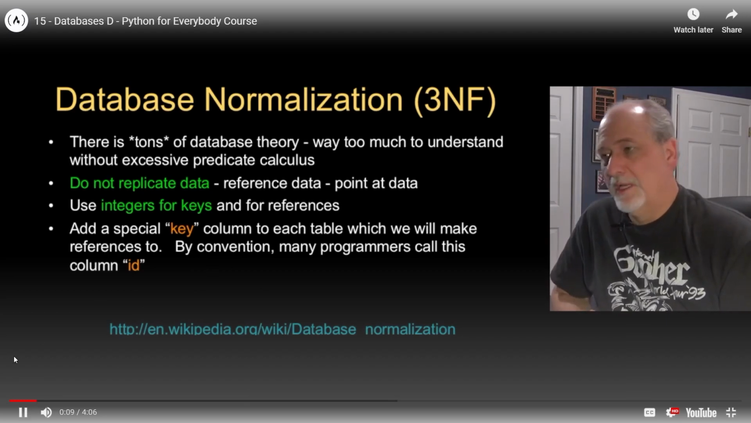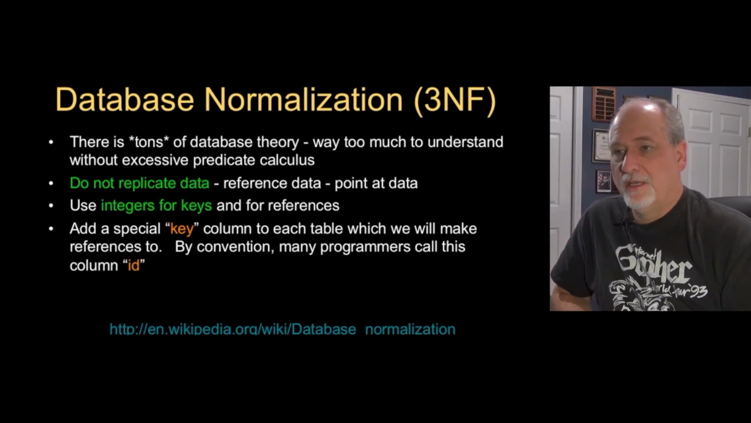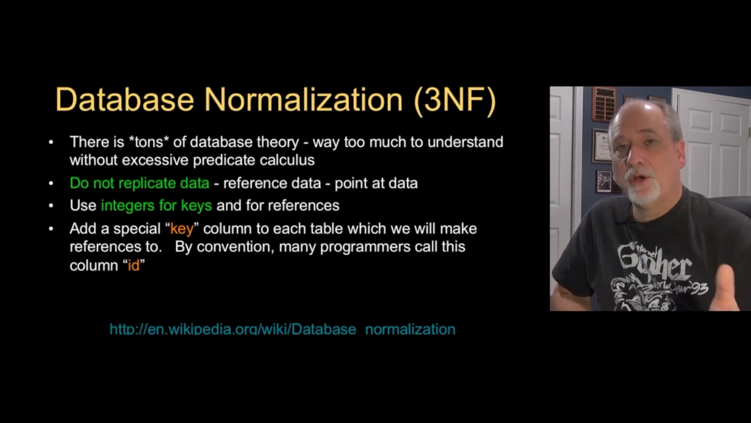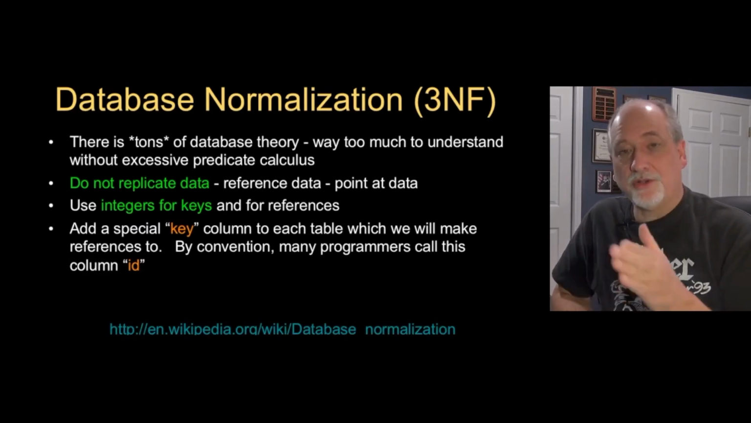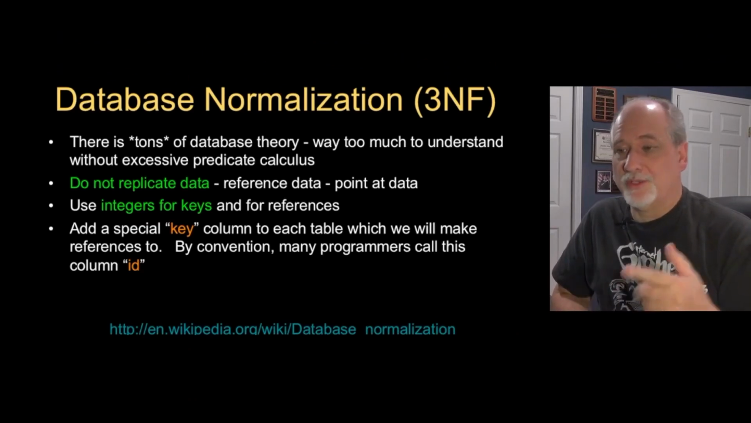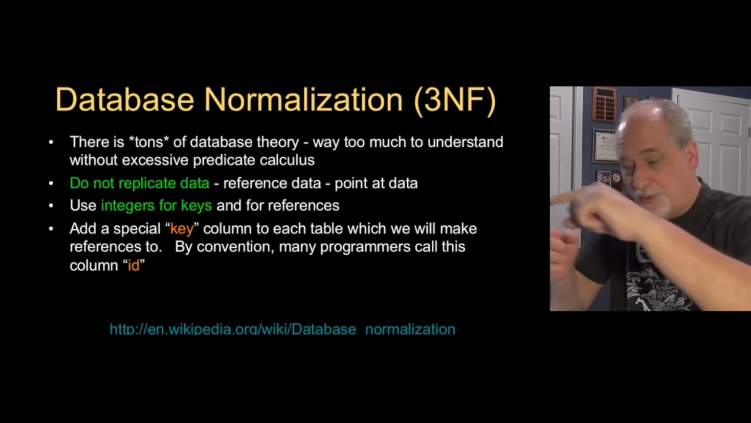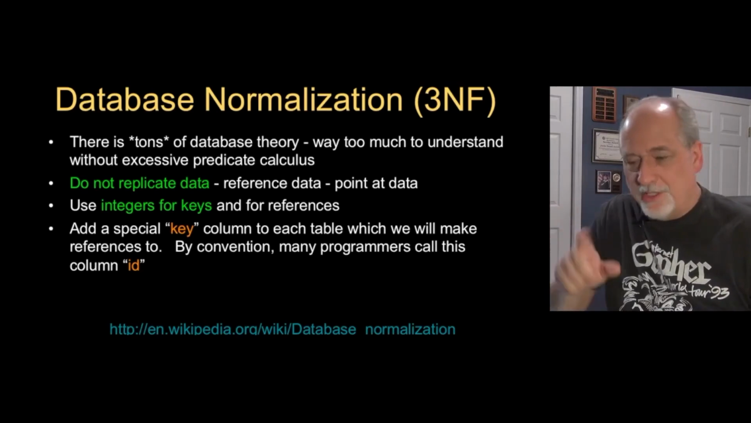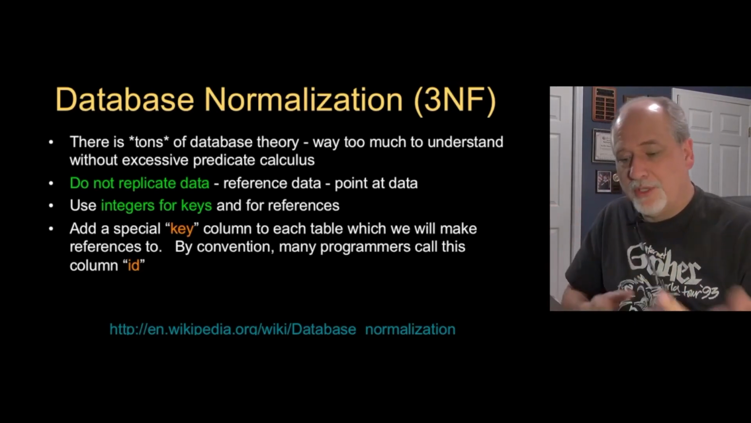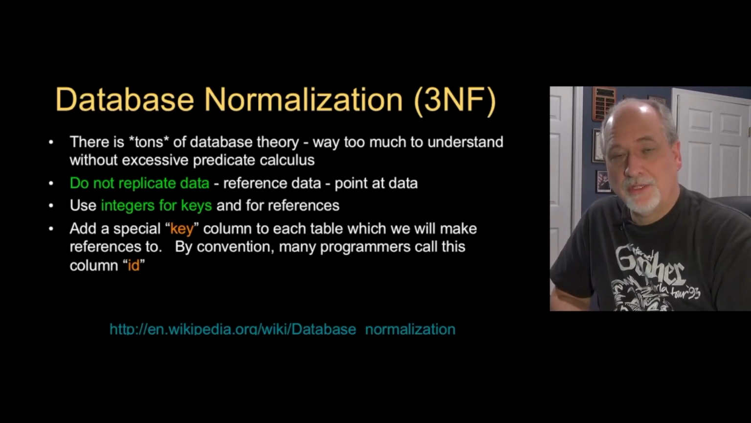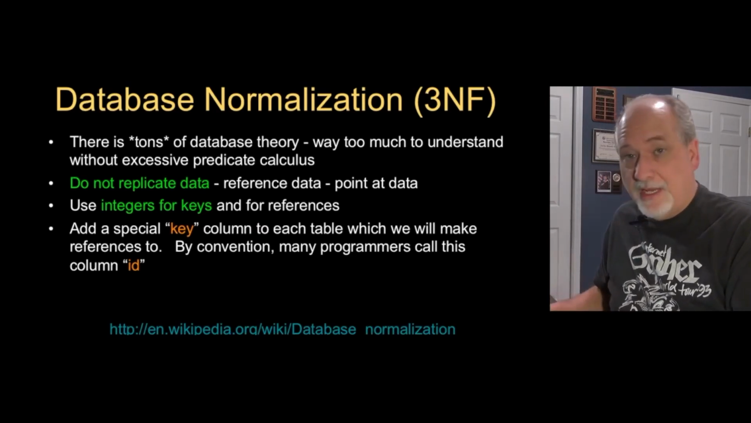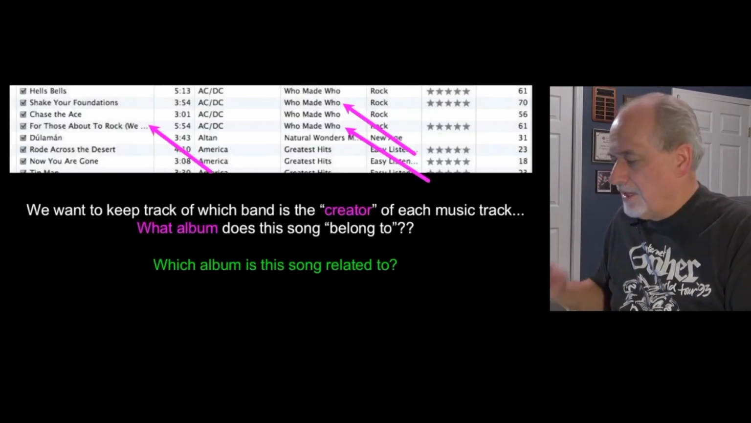Third normal form. There is so much theory, right? But in this lecture, I'm just going to condense this down to don't replicate string data and use what are called keys. Use integer keys to point at those things. So assign each row an integer, and then we're going to point from one row to another using those integers. We're going to add these special key columns to each of the tables, and the database will even give us help managing those.